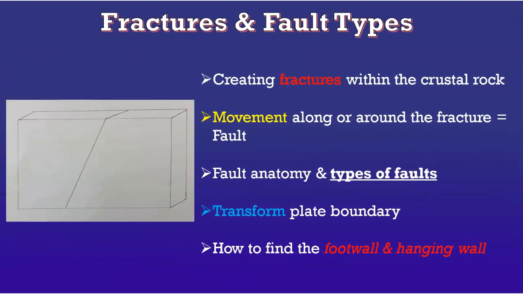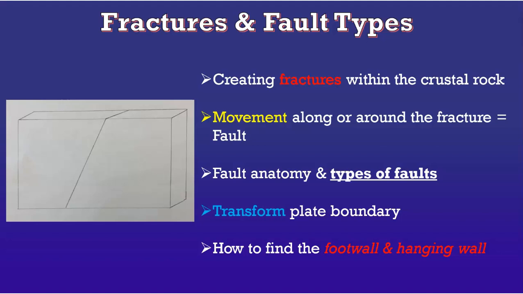We can then discuss earthquakes and look at the anatomy of different faults, the types of faults, how it relates to a transform plate boundary and how it relates to a subduction zone. We can also look at how to find the footwall and hanging wall on a certain type of fault. So a fault, again, is the movement around the fracture, which is going to cause energy to build up within the rocks because of the stress.